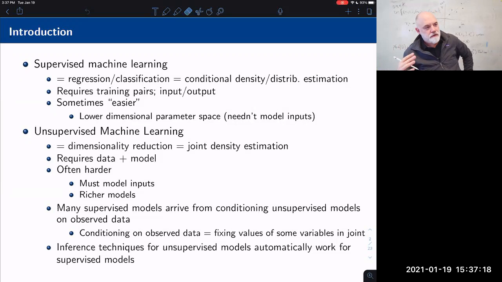One way of thinking about what supervised learning is, and hopefully this will become apparent when we think about graphical models or when you absorb them through the course of this course, is that many supervised models arise from conditioning unsupervised models on observed data. Conditioning on observed data is like fixing the values of some variables in a joint distribution. And the nice thing is that when we move to inference, which we will do starting Thursday, when we cast things as inference in graphical models or probabilistic programs, then the techniques that we develop for inference for unsupervised models work just as well for supervised models, and so on and so forth.